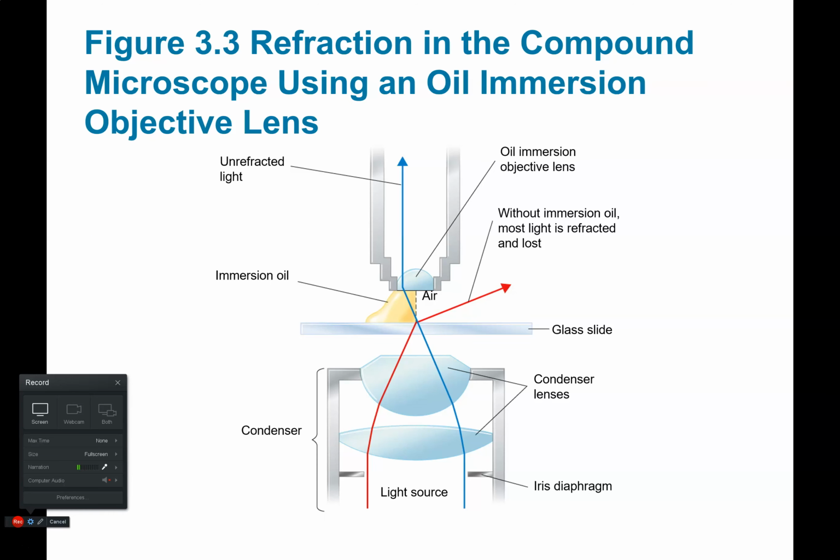And you can see that concept here. So without oil, you could see how the light would refract and not enter into the objective lens, and therefore resolution would be lost. But with oil, the light is able to continue the path from the specimen into the objective lens, and therefore it can increase the resolution.